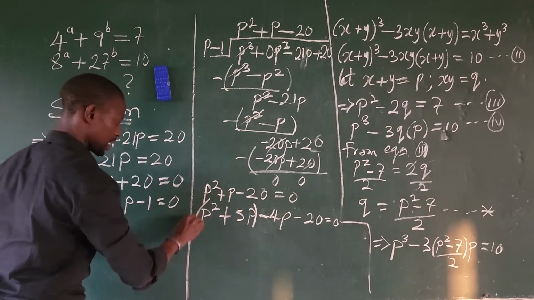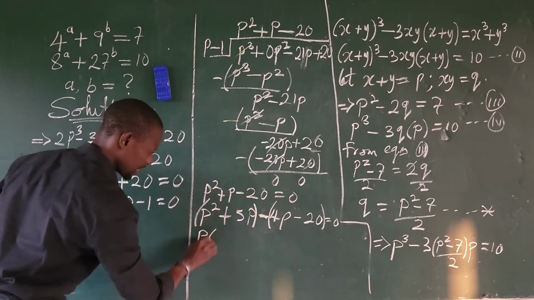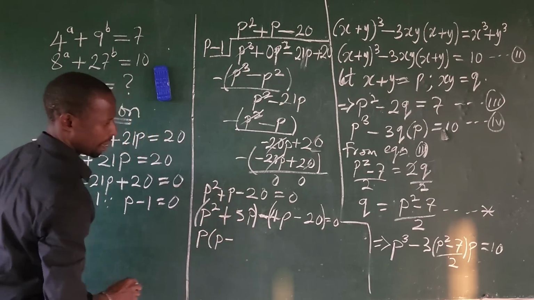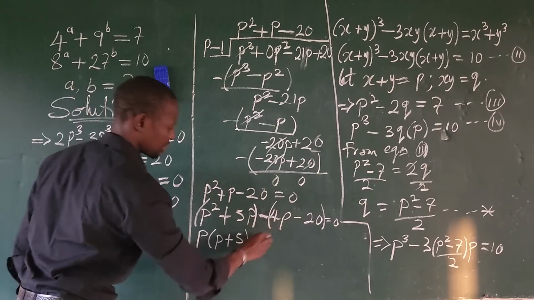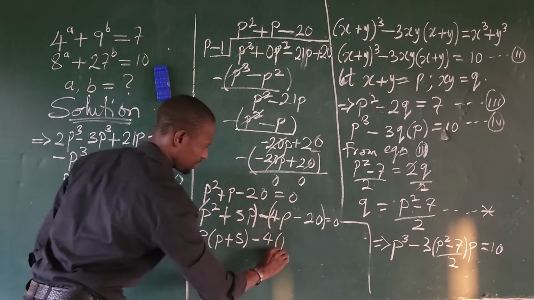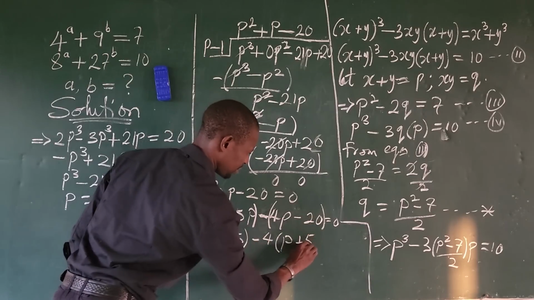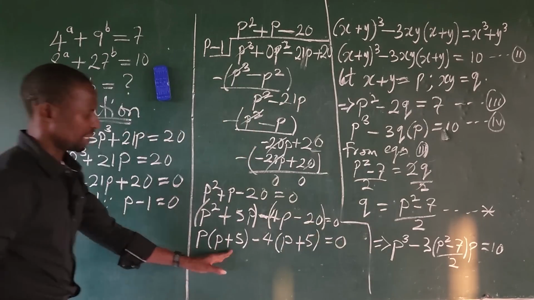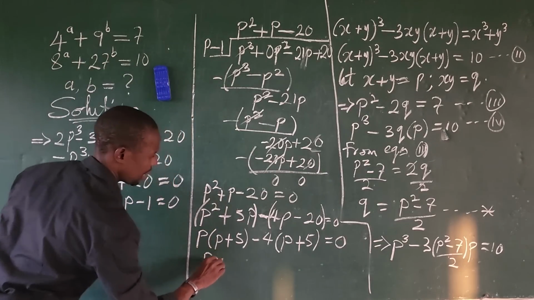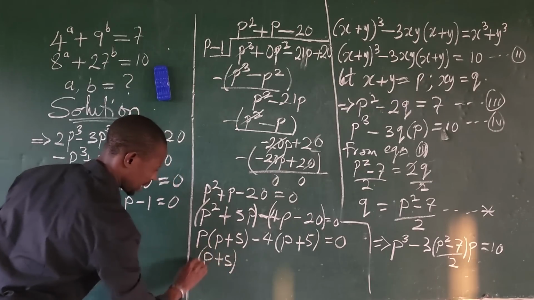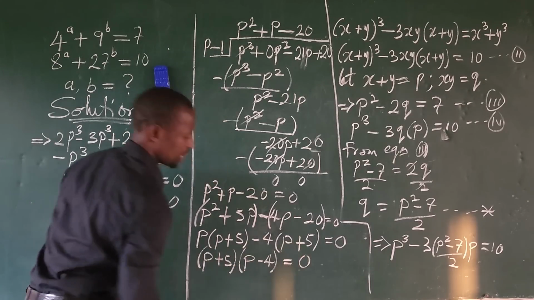So again we can put this in brackets. What is common is just P. So P here will give us P, then plus here will remain 5, close bracket, minus what is common here, which is just 4. The 4 here will give us P. The minus times minus will give us plus, and 4 into 5 will give us 20, equal to 0. The terms in the bracket are the same. So we take one. So here will now give us P plus 5, bracket P minus 4, equal to 0.